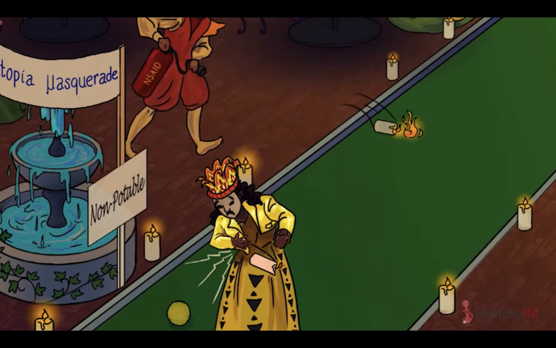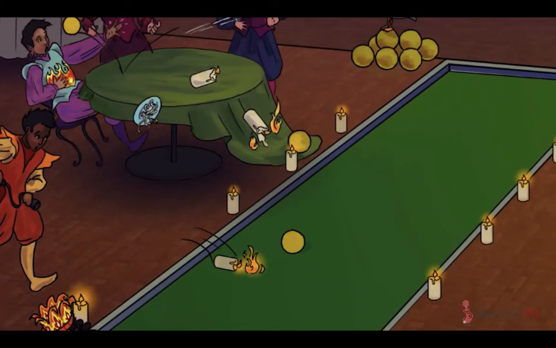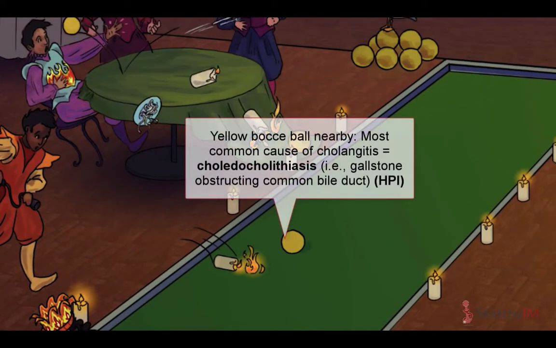Keep in mind, however, that only half of patients with acute cholangitis present with all three findings of Charcot's triad. Because, well, not everybody reads the textbook. Womp womp. Acute cholangitis is caused by biliary obstruction.